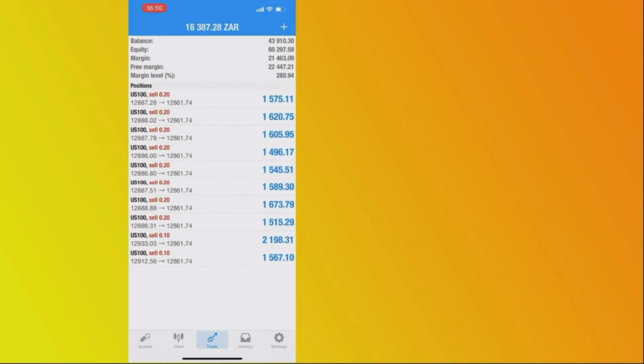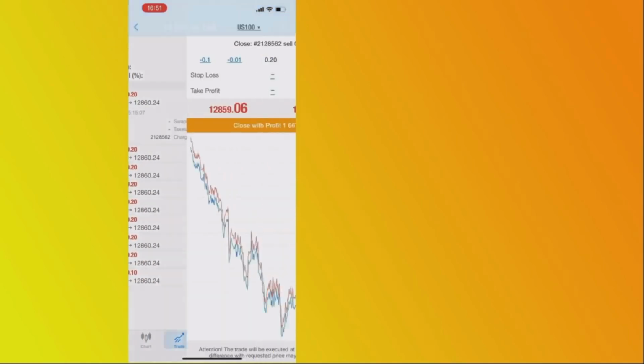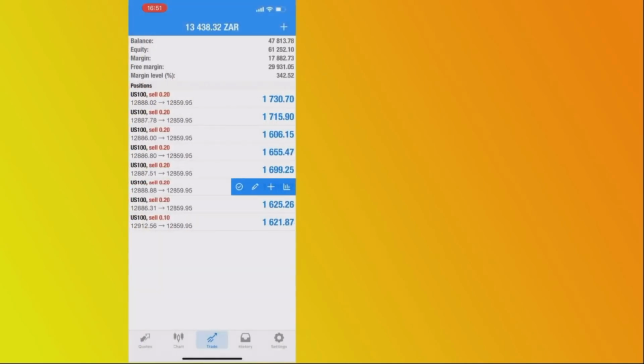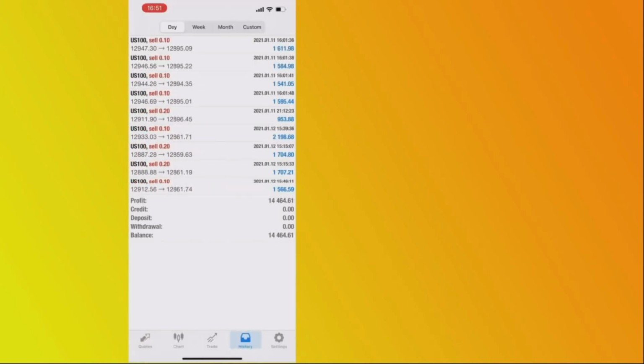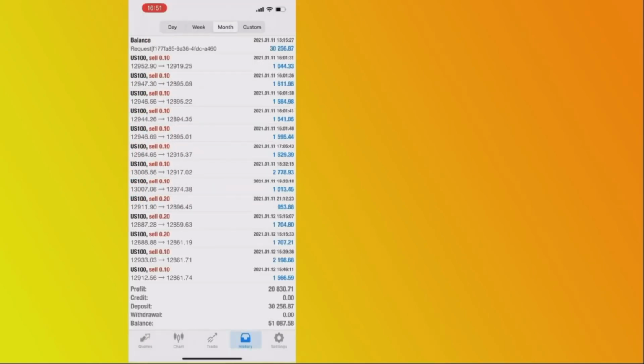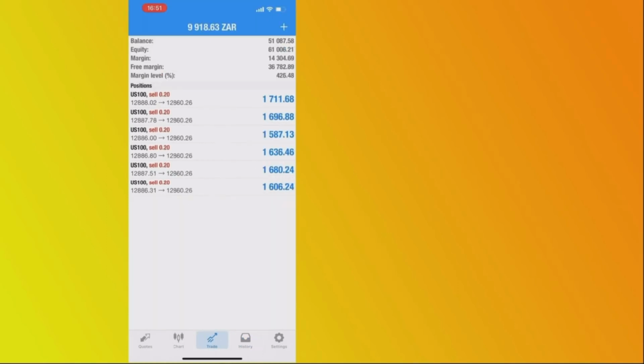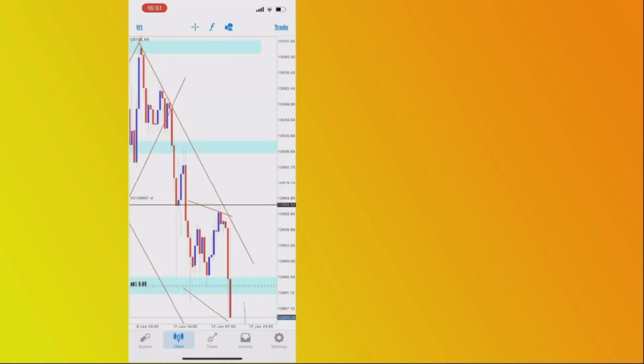Let's check the chart one more time. I think guys, it's time that we close profits. Let's secure our profits guys. Let's pay ourselves. Remember, the aim is to double the account, so I'm going to close as many trades as I possibly can. Let's check the history, our overall profits. Currently we secured 20k profits. The aim is to double the account.